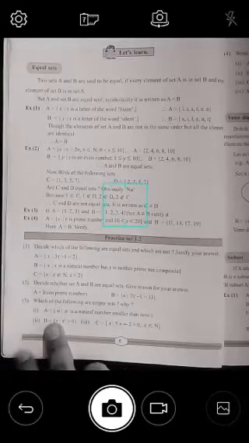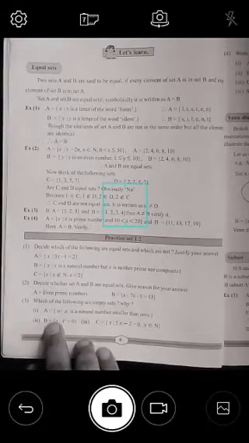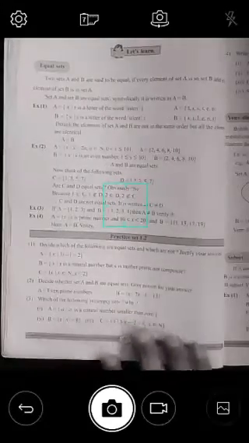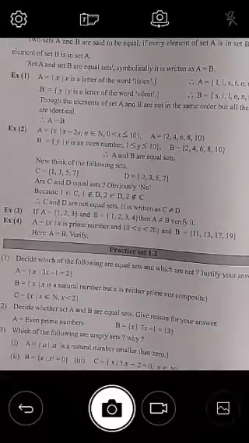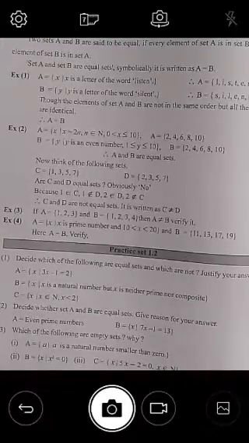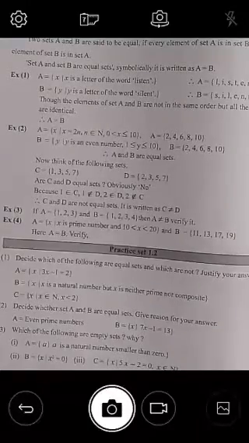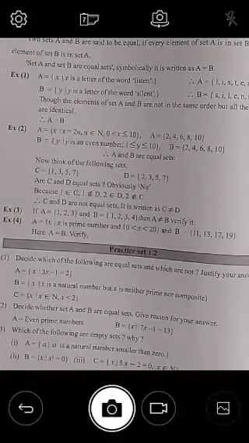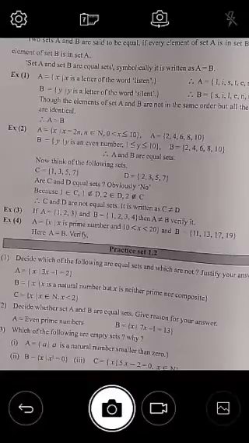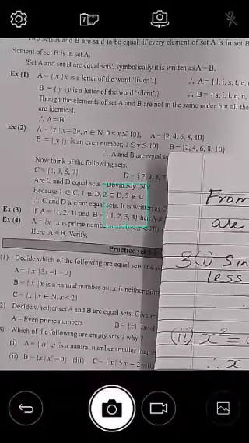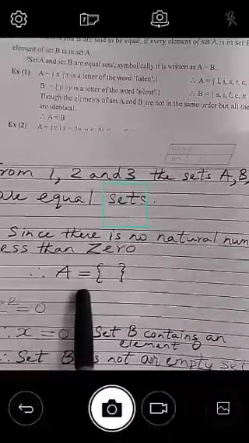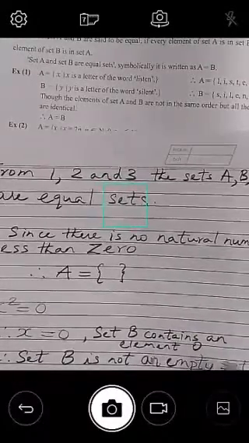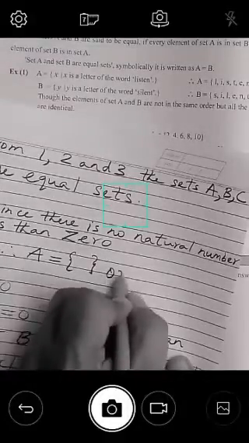Now question number 3. Which of the following sets are empty sets and why? The first one, A is equal to {x such that x is a natural number smaller than 0}. Smaller than 0 and natural number. There is no natural number smaller than 0. Natural number starts from 1. So we can say like this, since there is no natural number less than 0, therefore A is equal to the empty set. You can write it like this.